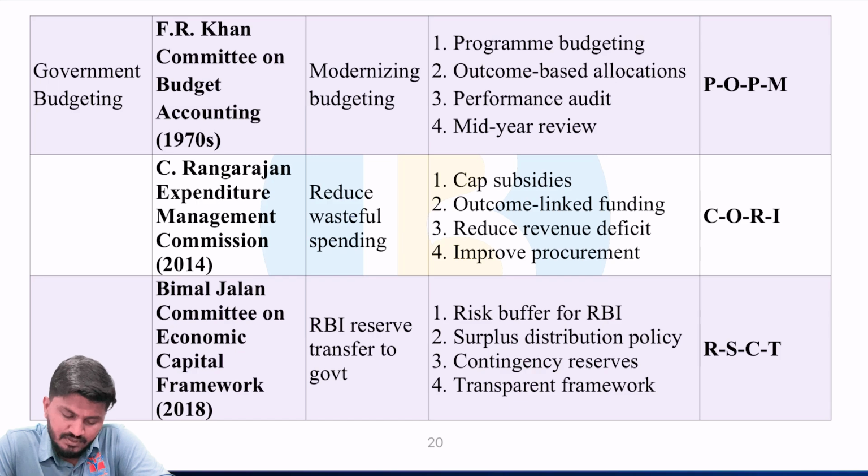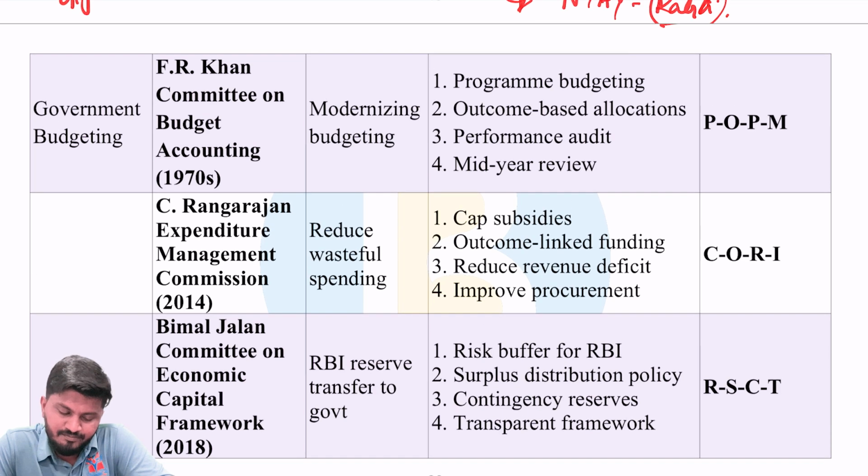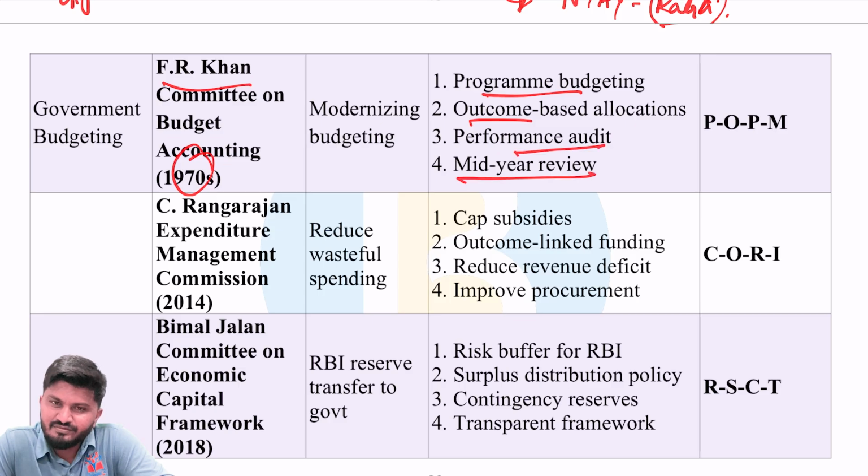Okay. Next, with respect to government budgeting. First is the F.R. Khan Committee on Budget Accounting, 1970s. Aim was modernizing the budgeting. The recommendations were program budgeting, outcome based allocations, performance audit, mid year review.